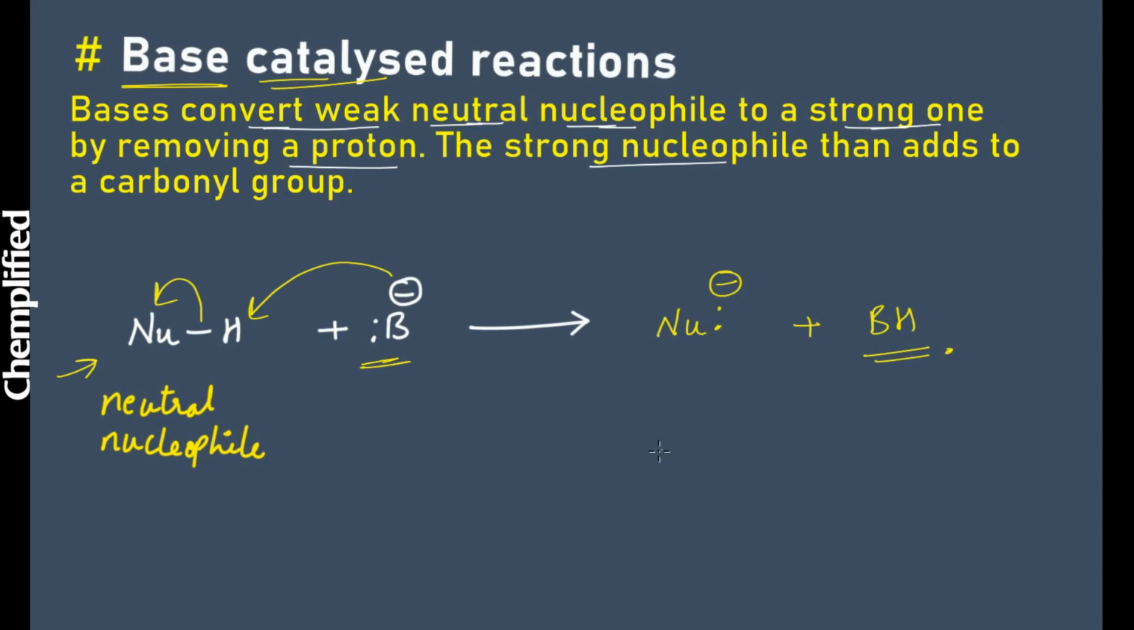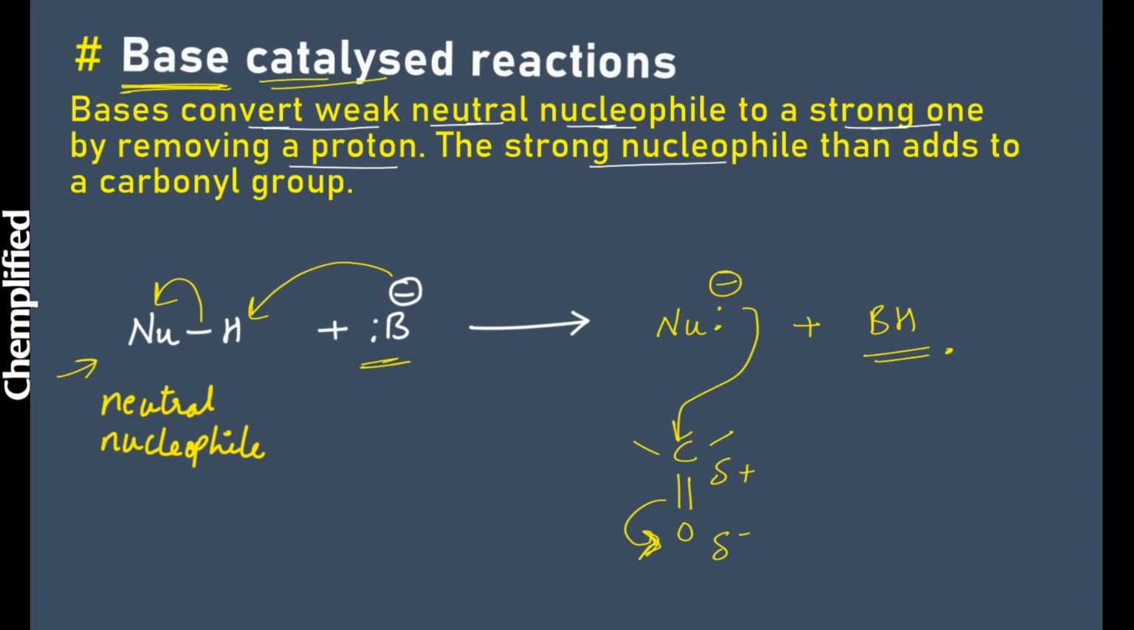Now this nucleophile, now the carbonyl group, if you look carefully, has a delta positive charge at carbon and a delta negative charge at oxygen. So the nucleophile will attack the carbon, and the pi bonded electrons between carbon and oxygen move towards the oxygen atom. We have already discussed this process, but the only difference is this reaction is a base catalyzed reaction.